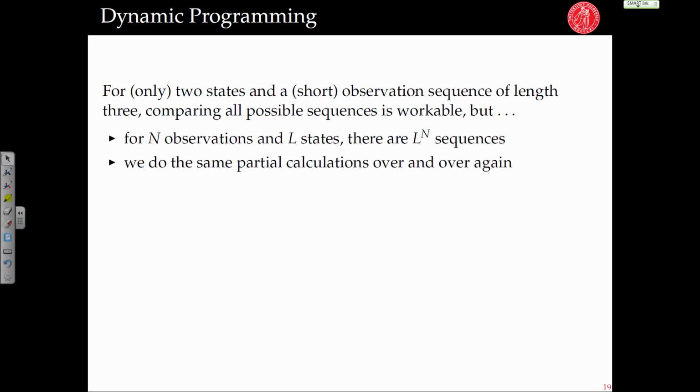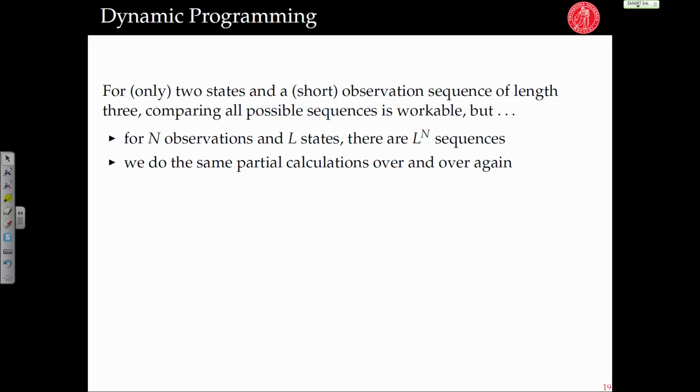But the growth of this algorithm is exponential in the length of the observation sequence. L is the number of states, N is the length of the observation sequence, and the algorithm will grow with L to the N complexity, which is pretty difficult to compute with when we want to enumerate all of the sequences.